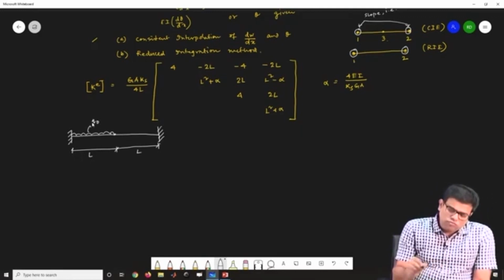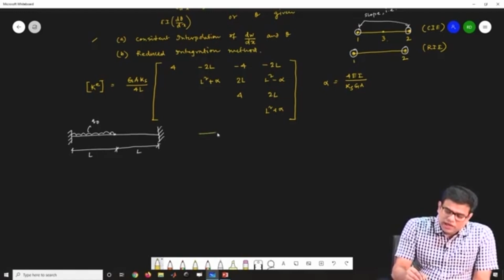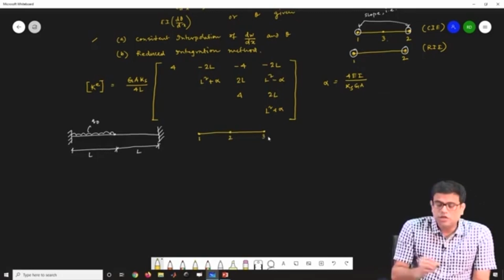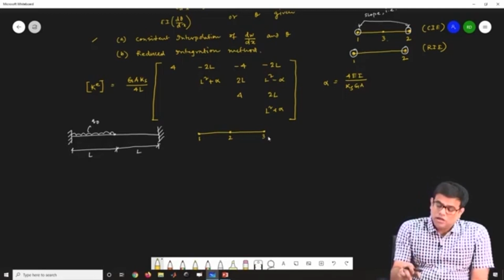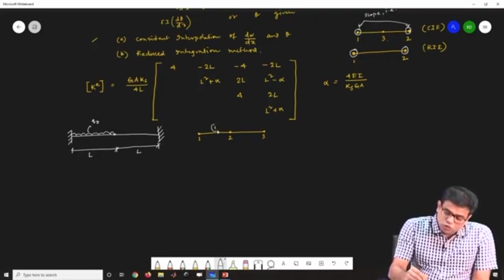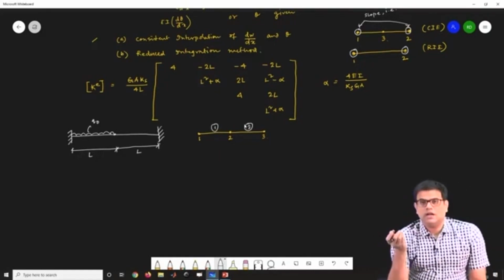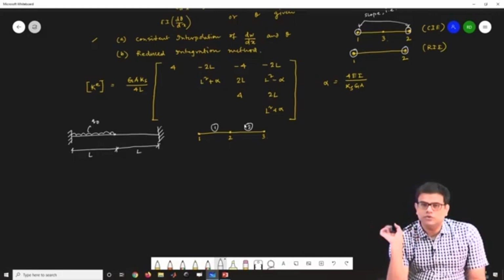Now in order to find out the deflection of this beam, we can either use the Euler-Bernoulli beam theory or Timoshenko beam theory. So let us assume that we have three nodes and two elements, that is element 1 and element 2. Element 2 is free from the external loading, and element 1 is having only UDL.